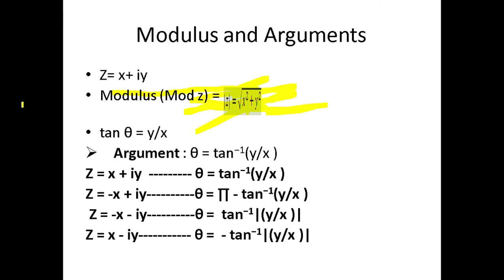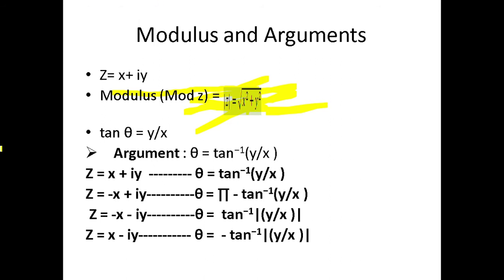If I have 2 plus 3i, then x is equal to 2 and y is equal to 3, so under root of 2 square plus 3 square is my mod z. Then what is angle? Angle is one type of slope. Tan theta equals y upon x, so theta equals tan inverse y upon x. This is my argument form.